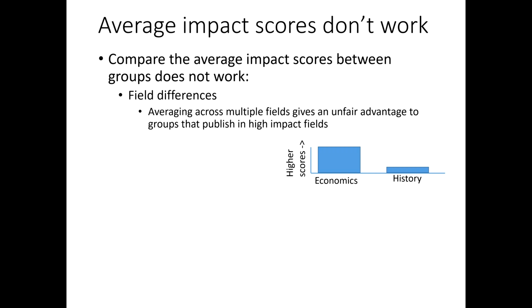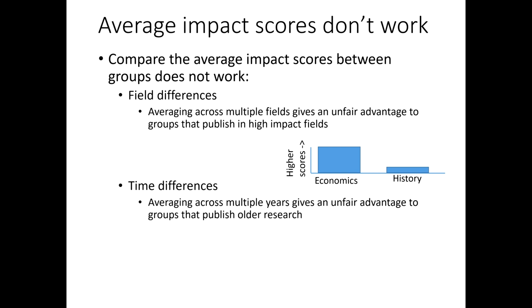Average impact scores don't work. Simple averages don't work because of multiple reasons. The first reason is field differences. If you average across multiple fields, then this gives an unfair advantage to groups that publish in high impact fields. For example, economics has higher citations than history. So it wouldn't be fair to compare groups that publish different balances of economics and history.